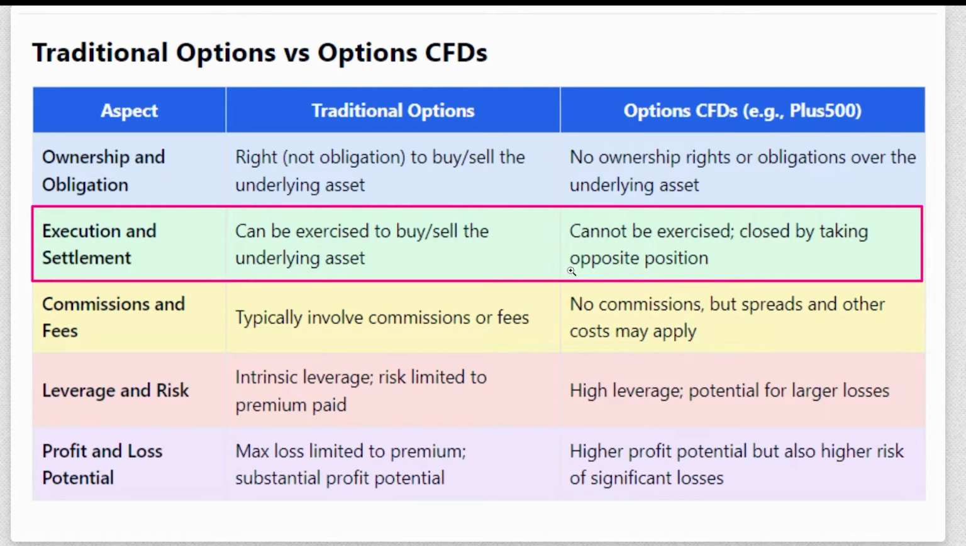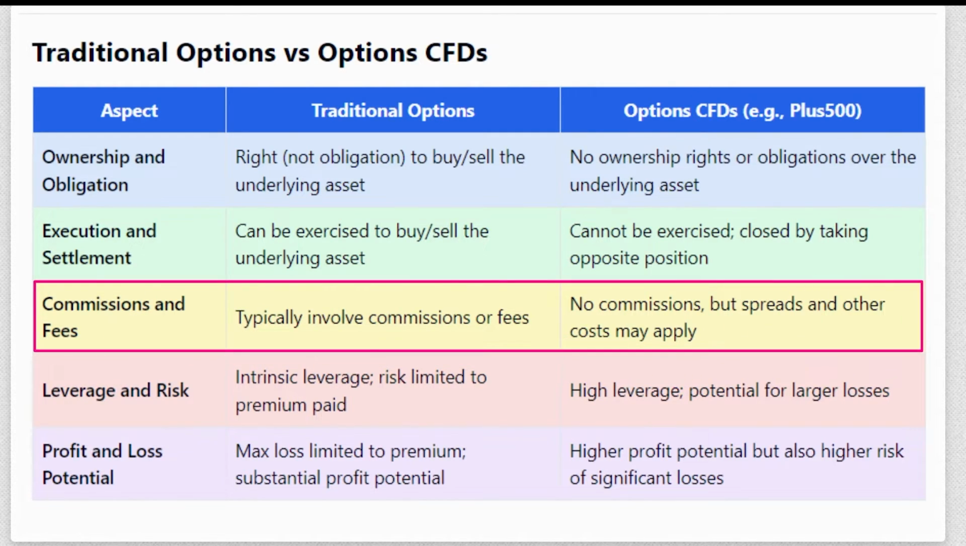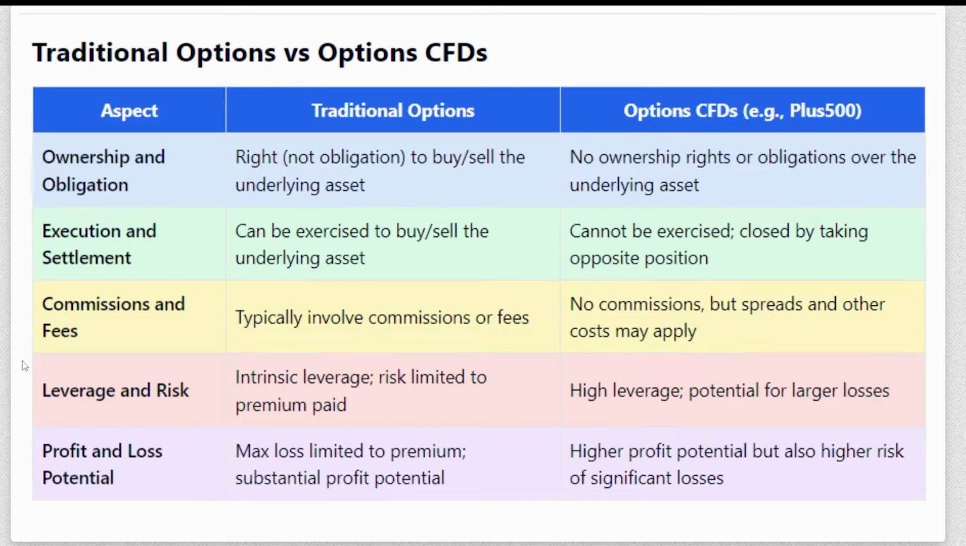Now let's look at the differences between the execution and the settlement. Traditional options can be exercised, for calls or puts, to actually buy or sell the underlying asset. And the settlement can involve delivery of the actual asset or cash settlement. Option CFDs cannot be exercised. They can be closed by taking the opposite position. Your profit or loss is based solely on the price difference, with no actual delivery or ownership of the underlying asset. As for commissions and fees, traditional options typically involve commissions or fees charged by brokers for trading and sometimes additional costs for exercising the options. But option CFDs on Plus500 have no commissions, making them potentially cheaper to trade from a fee perspective, but spreads and other trading costs may apply. Now let's get into the leverage and risk.